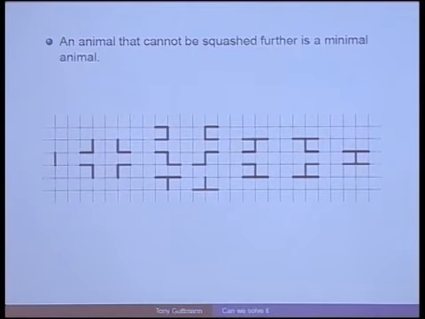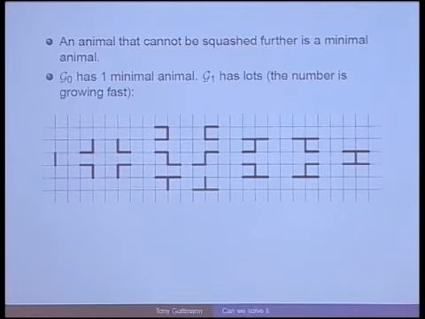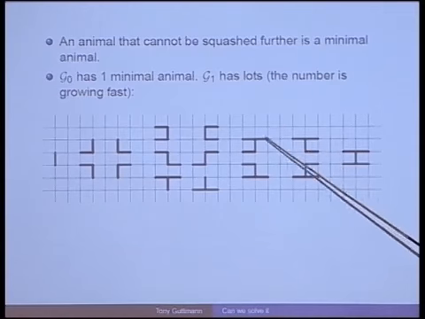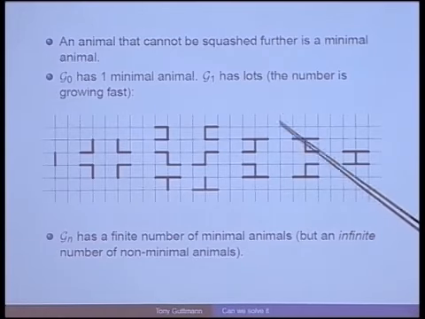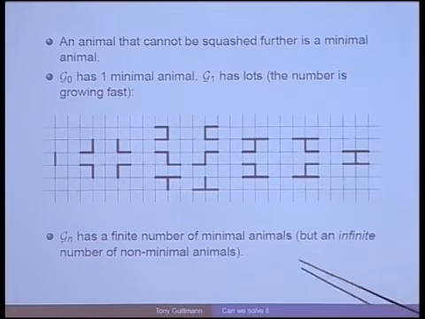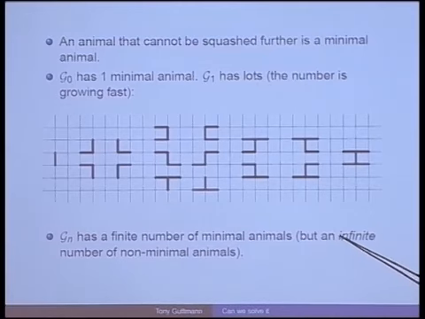So an animal that can't be squashed further is a minimal animal. We saw that there's only one minimal animal where there's 0 vertical bonds. There are, in fact, 16 minimal animals when there is 1 vertical bond. Here they are. So G1 has 16, and the number grows quickly. But notice that these Gn have a finite number of minimal animals, 1 in the case of G0, 16 in the case of G1, but an infinite number of non-minimal animals.